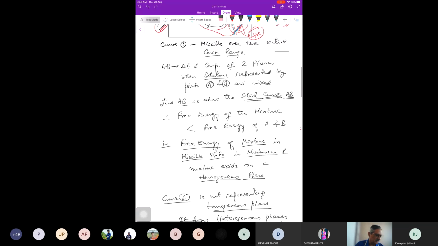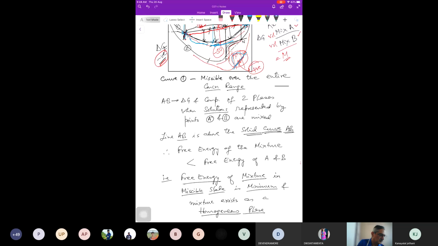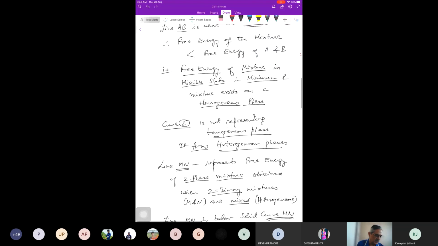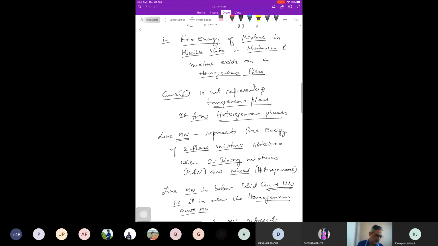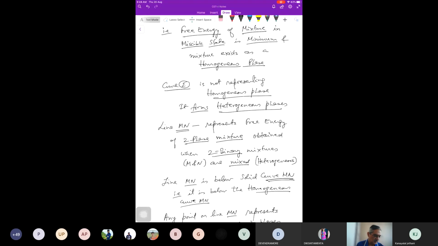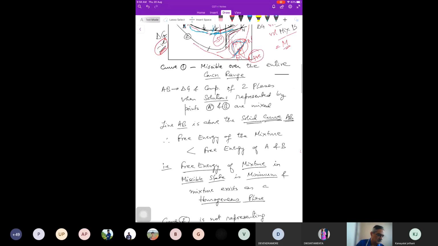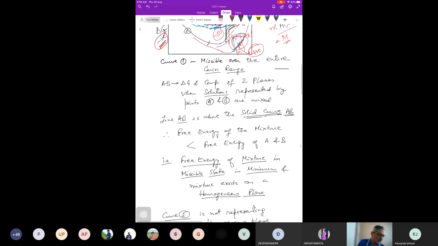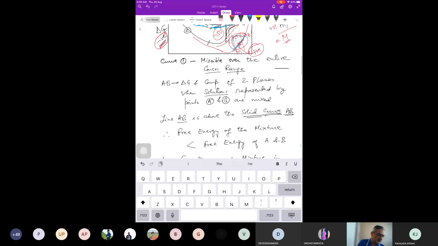So the line MN, which we have given here, we are taking this as M and N. So line MN represents free energy of the two-phase mixture obtained when two binary mixtures M and N are mixed together, heterogeneous. Line MN is below the solid curve, and that means it is below the homogeneous phase. The upper solid curve represents the homogeneous state, but if you mix them together, it becomes heterogeneous.